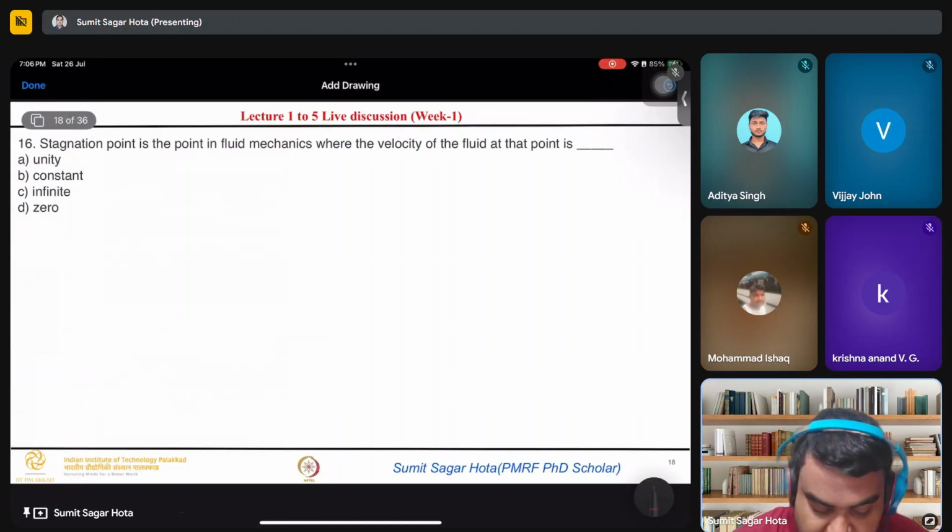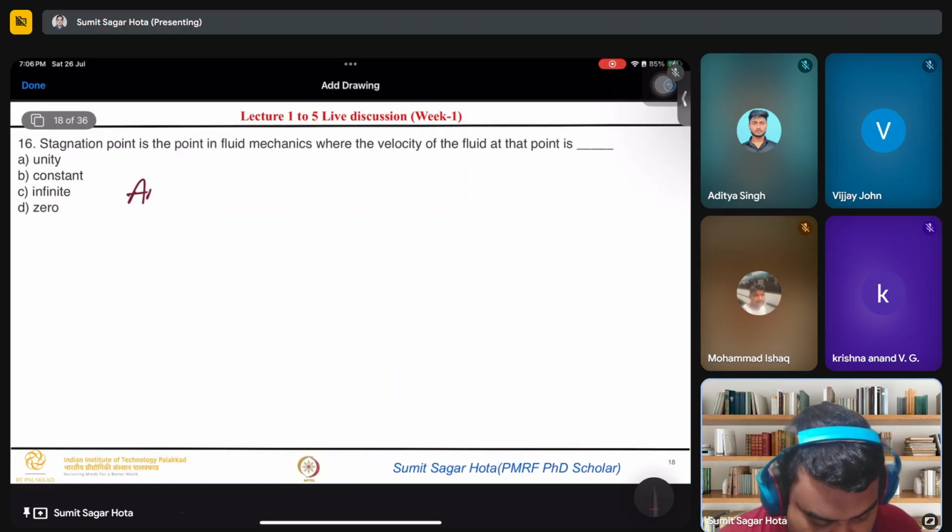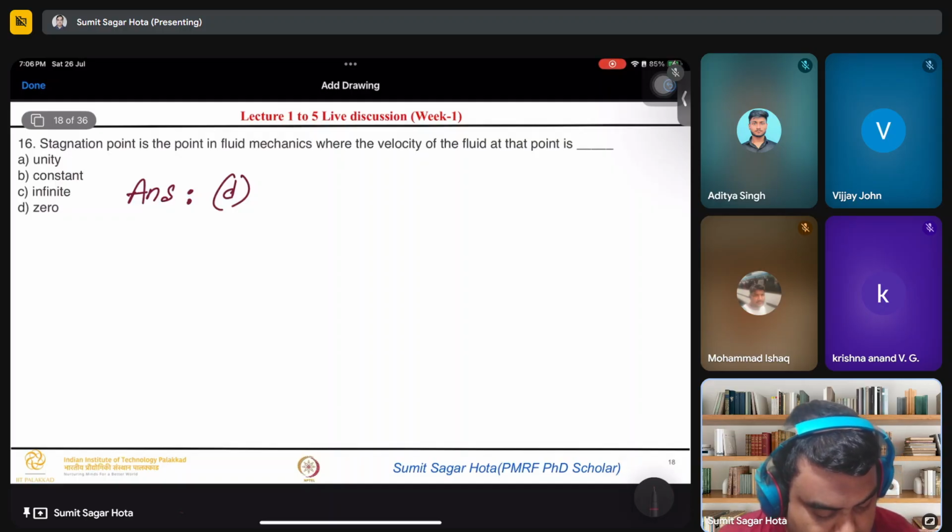So yeah, next one. What is the stagnation point? The stagnation point is the point in fluid mechanics where the velocity of the fluid is 0. What example can we also see?